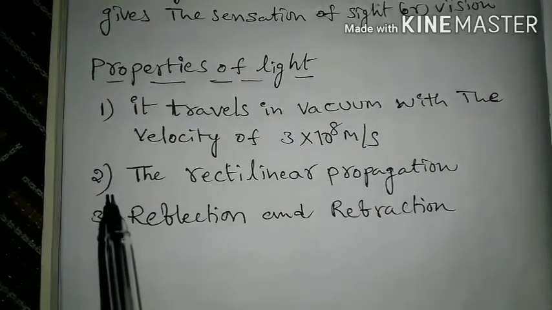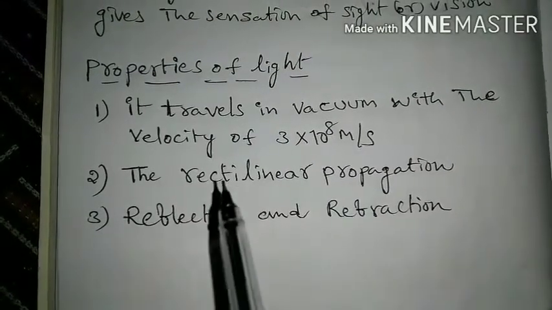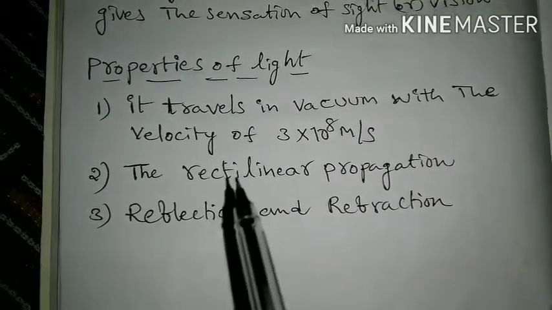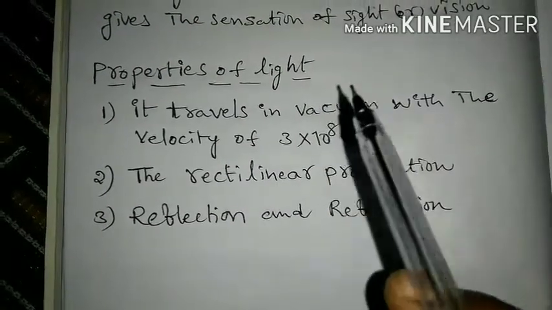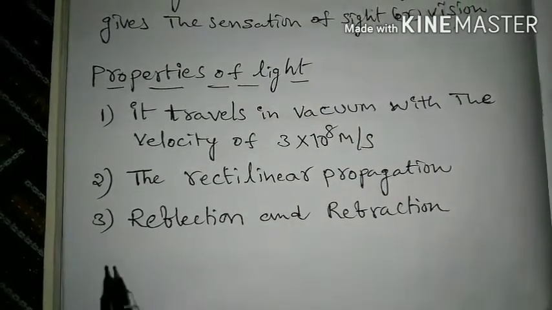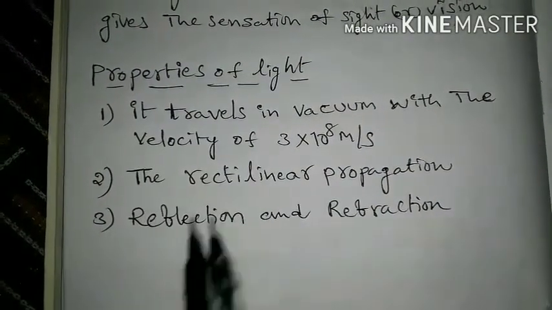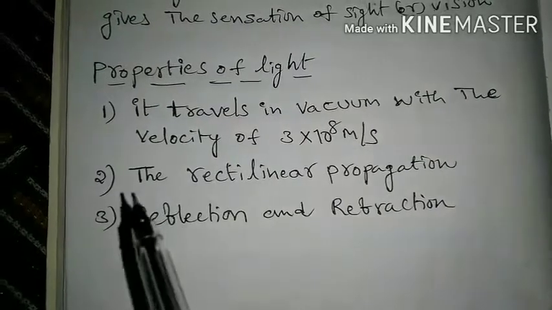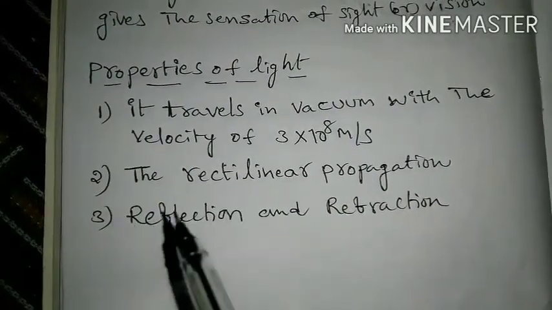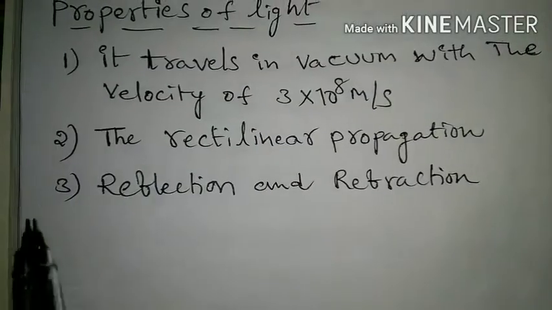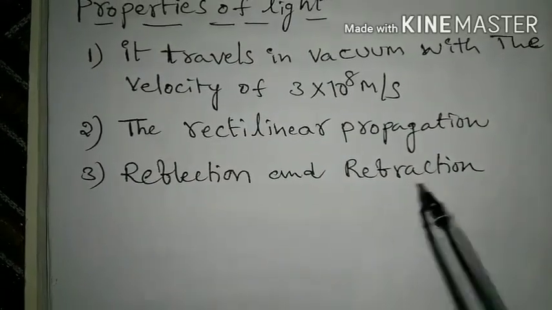The second point is rectilinear propagation. Rectilinear means straight line. Light always travels in a straight line, not a curved line. Next, the third point, reflection and refraction.